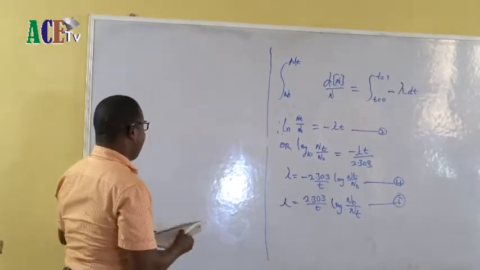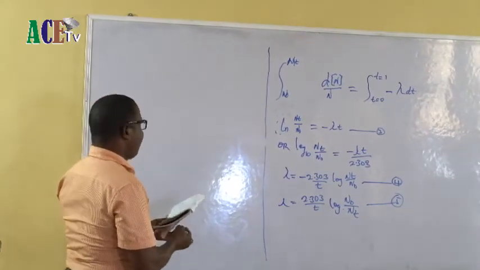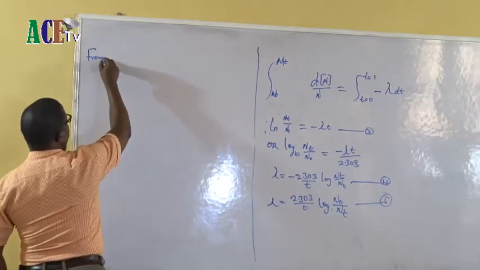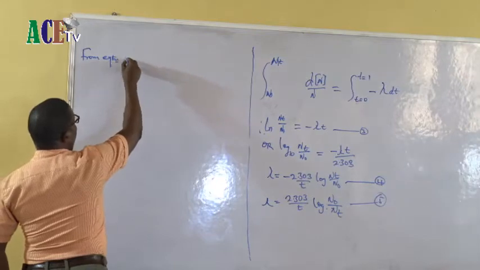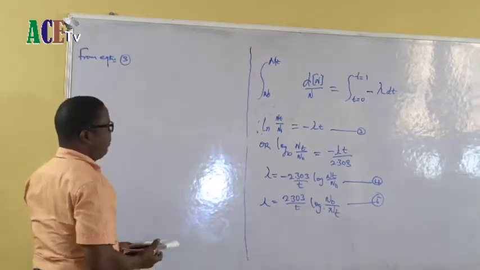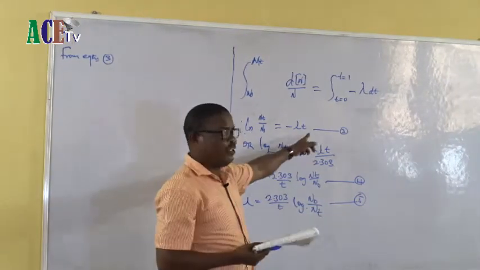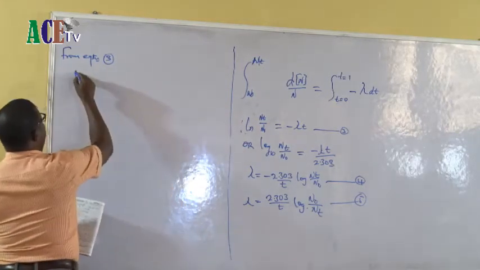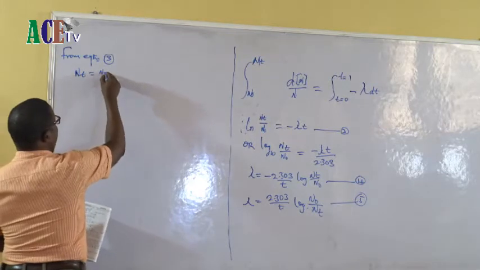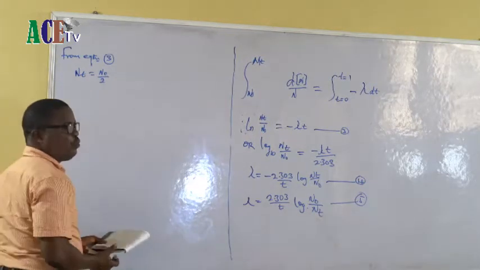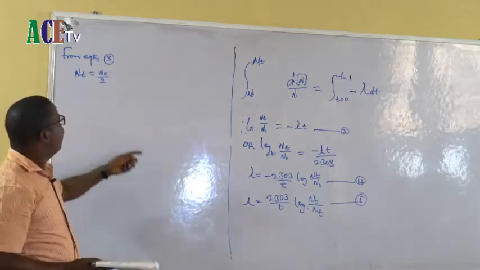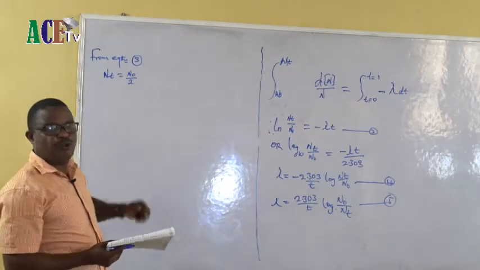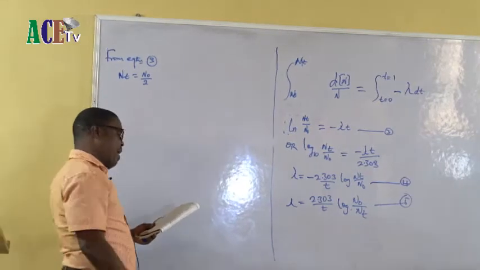So when we have, from our equation 3, that is this equation, we have our Nt to be equal to N0 all over 2. You know, we call it half-life. At time t, we divide the initial by 2. That is what we mean by half-life.